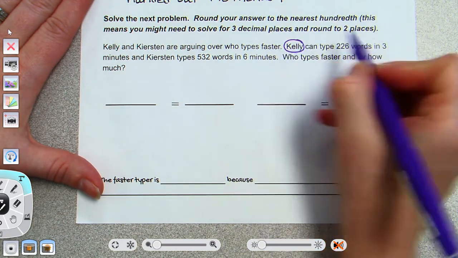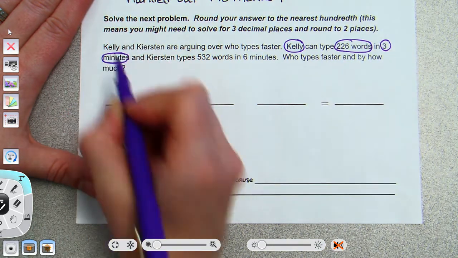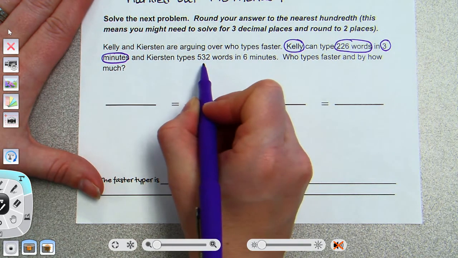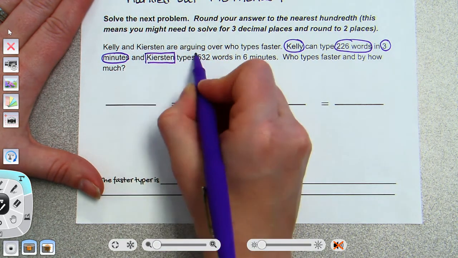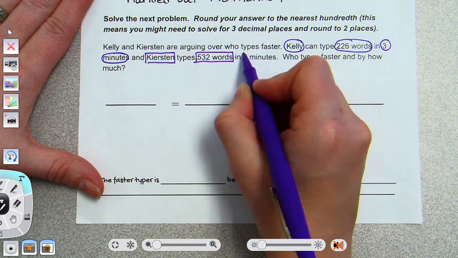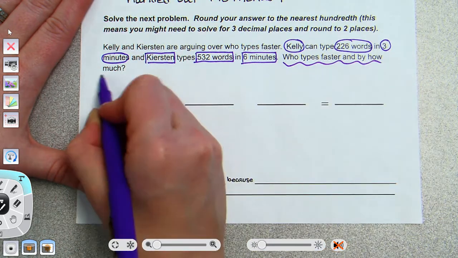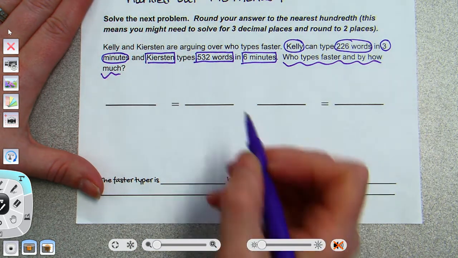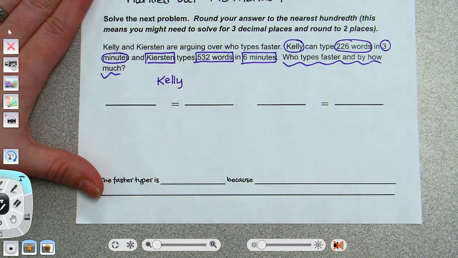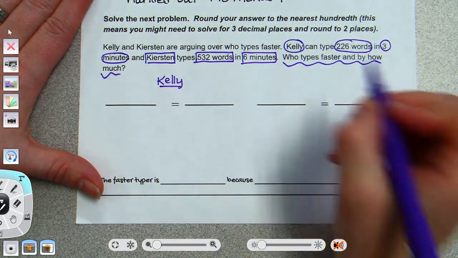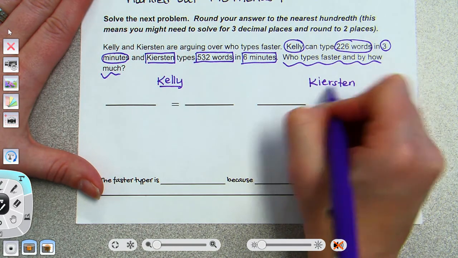Okay, so I'm going to circle Kelly, 226 words, 3 minutes. And Kirsten types 532 words in 6 minutes. So I'm going to use boxes. Kirsten, 532 words, 6 minutes. Who types faster and by how much? Okay, I'm going to put Kelly first, just because Kelly was listed first. Over here, I'm going to make this side for Kirsten.